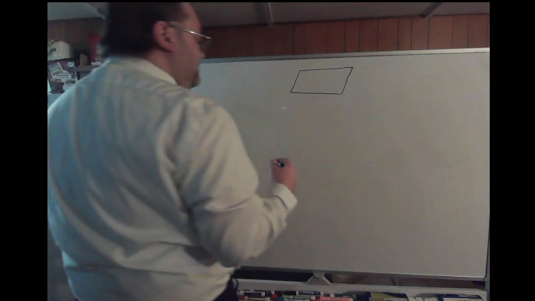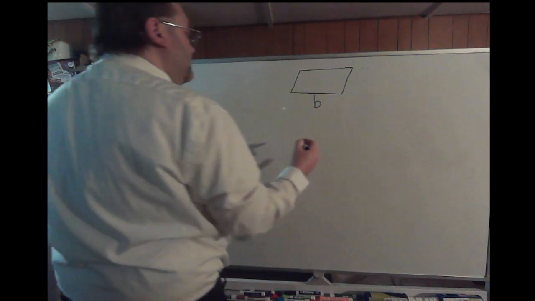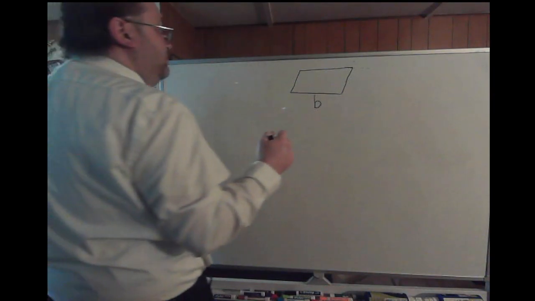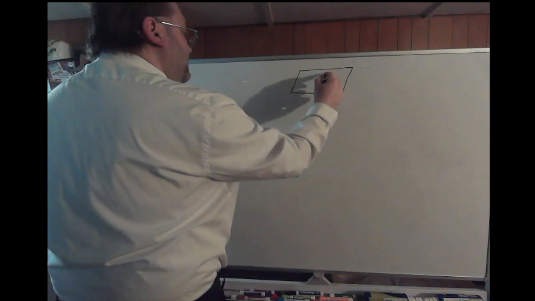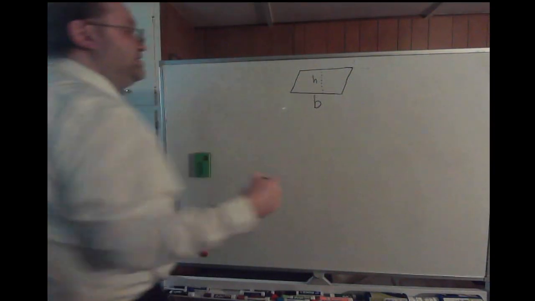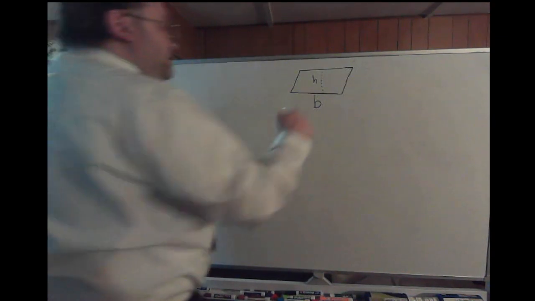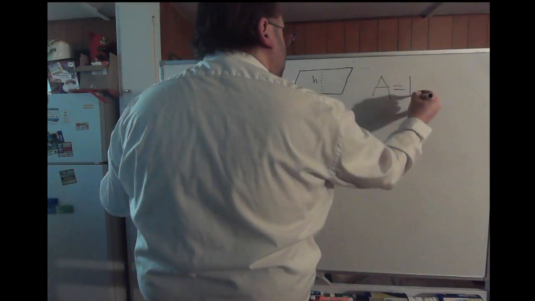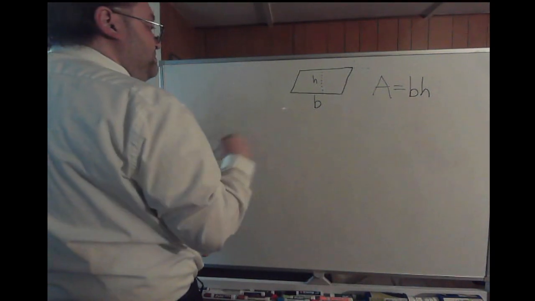Now let's see here. You have the base. You have some other side. We need to figure out the height, though. The height can be anywhere on the parallelogram. It's got to be a straight down line. None of these slanted sides could be your height. Remember, the height has to be a straight line. So, if you want to find the area of a parallelogram, it's simply the base times the height. That's all it is, the base times the height.